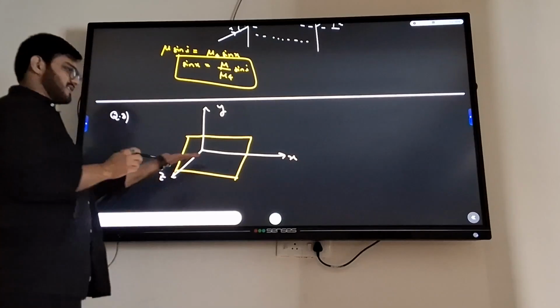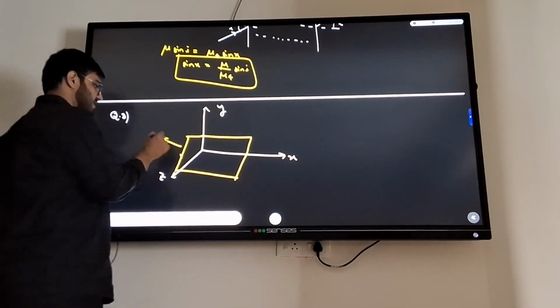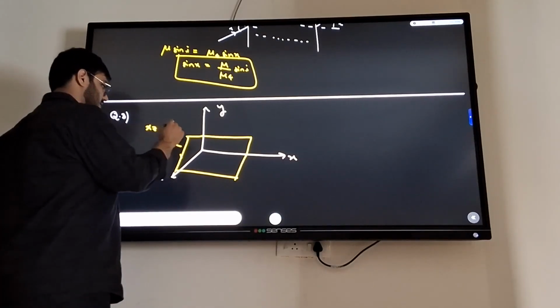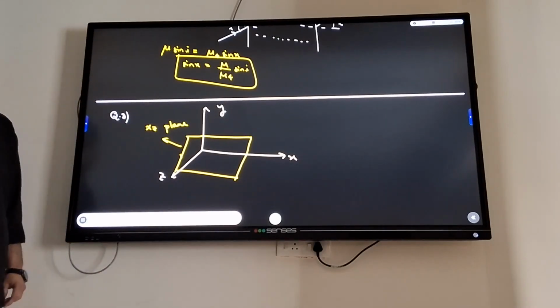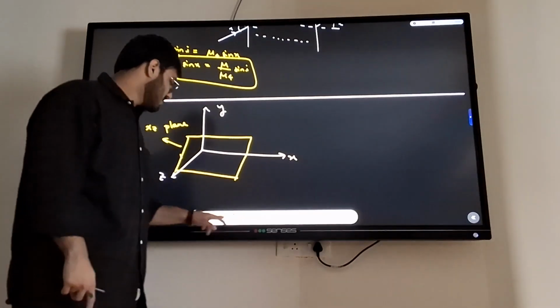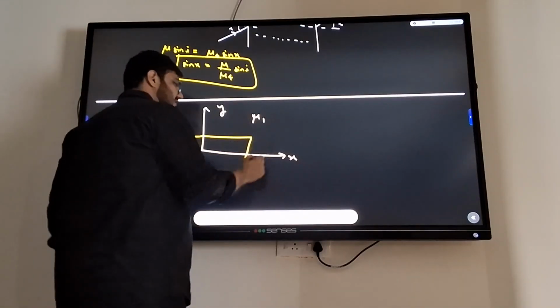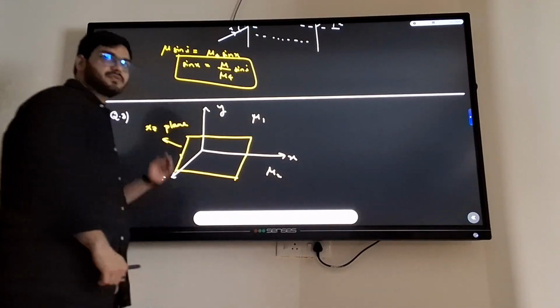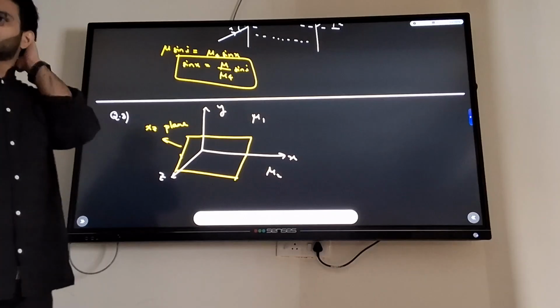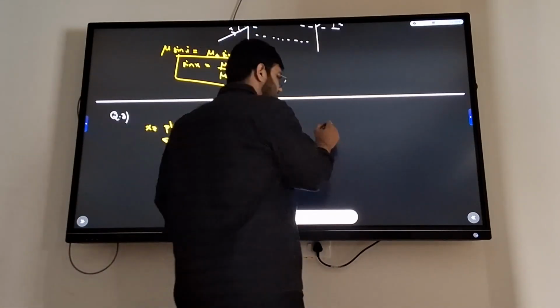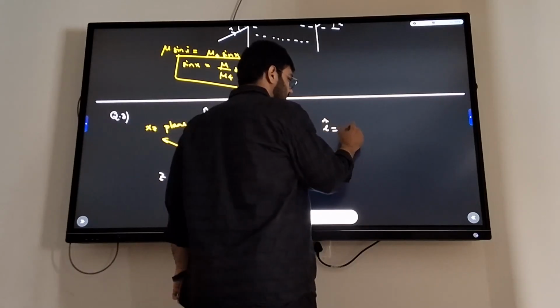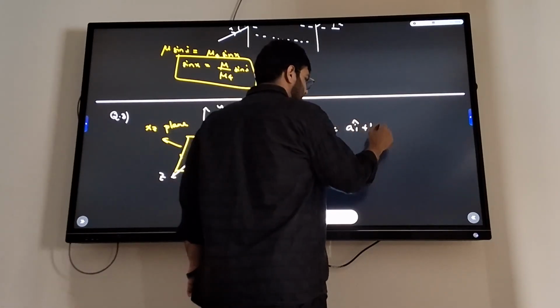Can you imagine this is an XZ plane? This is my XZ plane. This separates two mediums. Jayesh, come and sit there. You have a refractive index mu1 and a refractive index mu2. I think the incident ray direction is mentioned. What is that given to be? It's given by a unit vector, right? It's given to be i cap is a i cap plus b j cap.